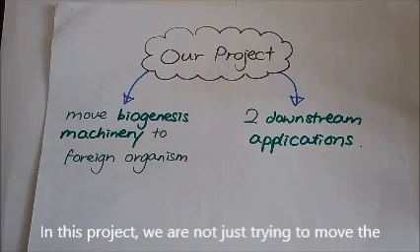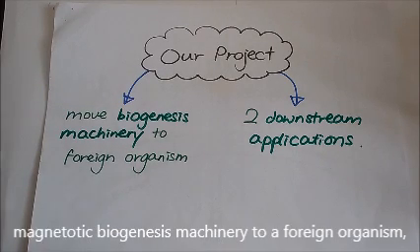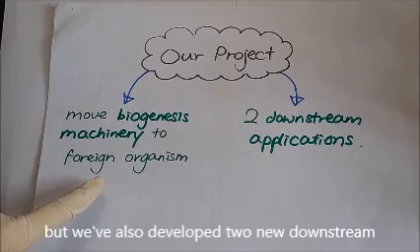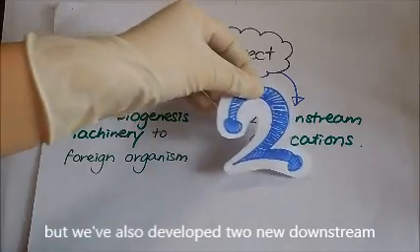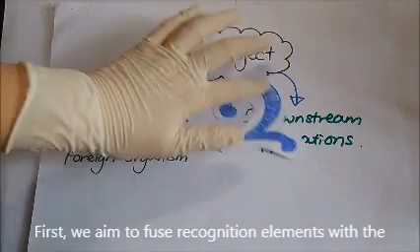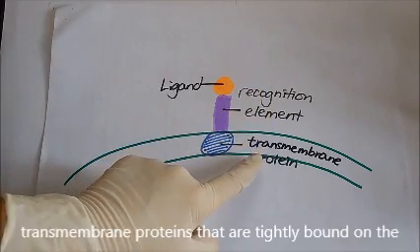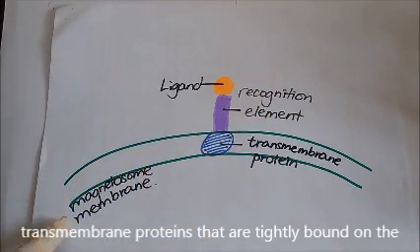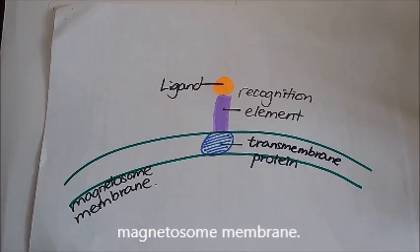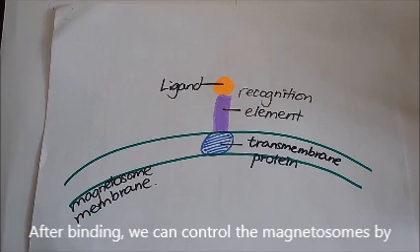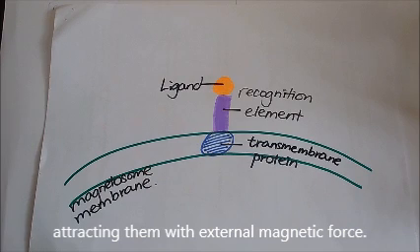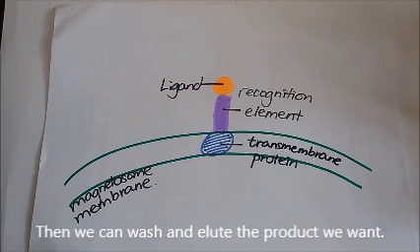In this project, we are not just trying to move the magnetotic biogenesis machinery to a foreign organism, but we've also developed two new downstream applications. First, we aim to fuse recognition elements with the transmembrane proteins that are tightly bound on the magnetosome membrane. After binding, we can control the magnetosomes by attracting them with external magnetic force. Then we can wash and elute the product we want.